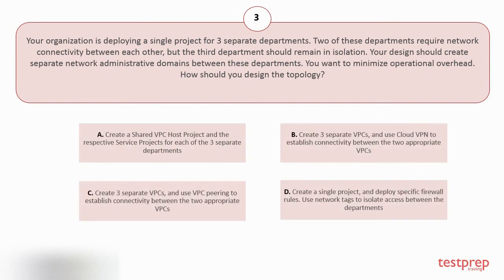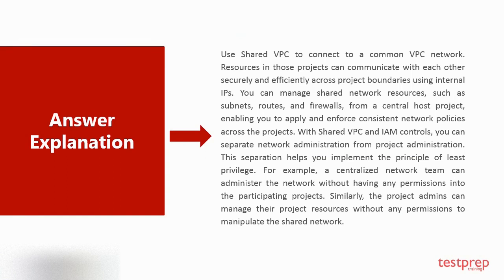Your options are: A. Create a shared VPC host project and the respective service projects for each of the 3 separate departments. B. Create 3 separate VPCs, and use Cloud VPN to establish connectivity between the 2 appropriate VPCs. C. Create 3 separate VPCs, and use VPC peering to establish connectivity between the 2 appropriate VPCs. D. Create a single project, and deploy specific firewall rules. Use network tags to isolate access between the departments. The correct answer is option A. Refer the following for the explanation of the answer.